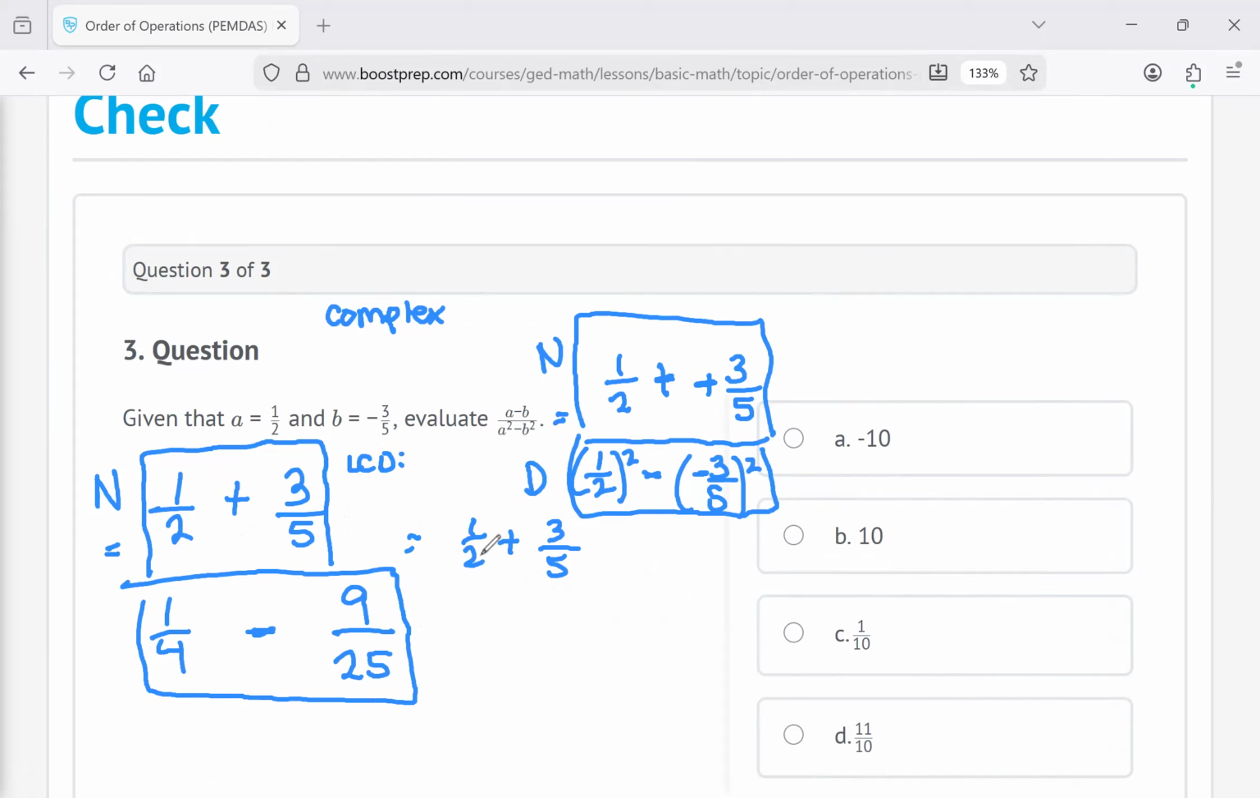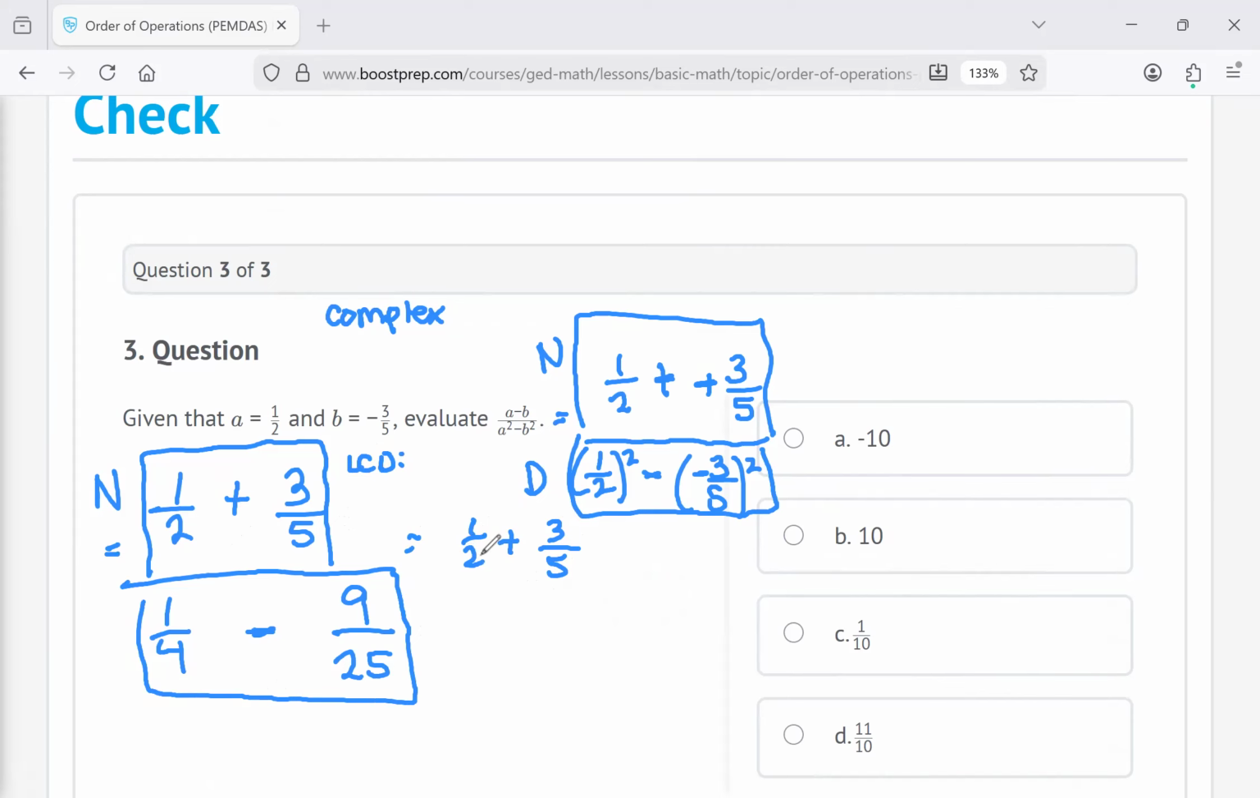So what is my LCD? The good news is they're different bases. This is the base of 2, this is the base of 5. If they're different bases, just put it all together. So it's 2 squared times 5 squared, which is what? Well, 2 squared is 4, 5 squared is 25, and 4 times 25 is 100. Okay, so my LCD is 100.